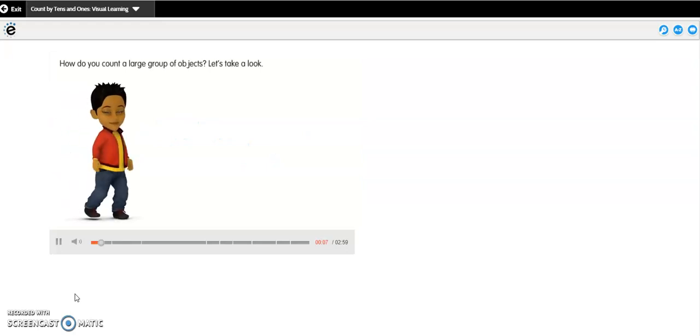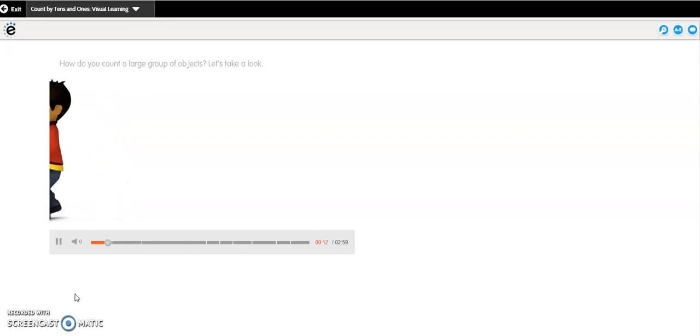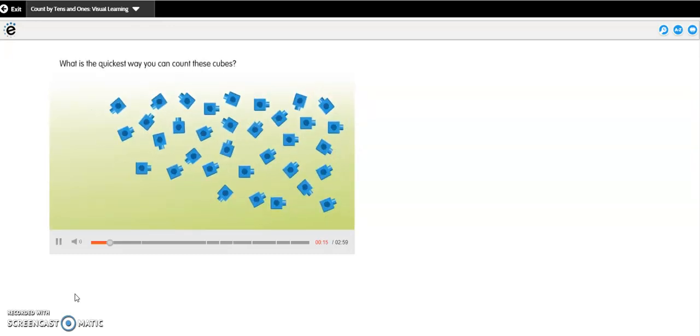How do you count a large group of objects? Let's take a look. What is the quickest way you can count these cubes? Okay, so here is a large group of objects. They want to know what's a quick way to count these cubes. Now, if we started counting by ones, would that be a quick way? I don't think so. I think that would take a long time. What would be a quicker way to count these cubes? Maybe we can put them into groups. And if we have groups of tens, we can count by tens, which is quicker. Let's see how they do it.